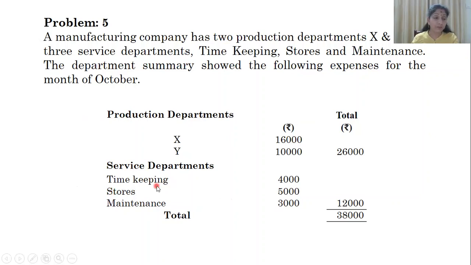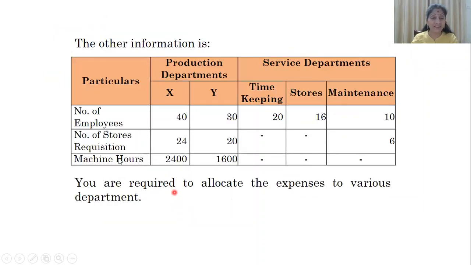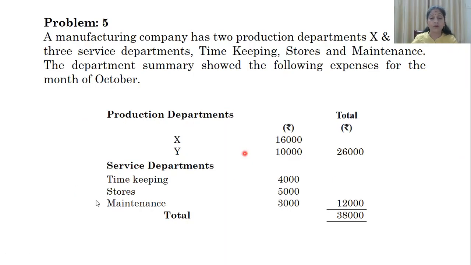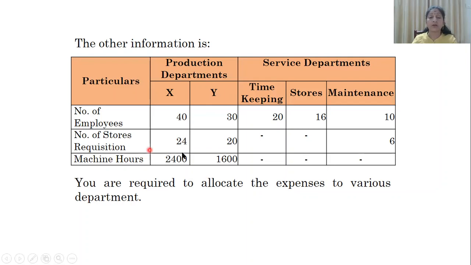Then first, timekeeping. The first department we have to take up, allocating the expenses on the basis of number of employees. We have to allocate timekeeping on the basis of number of employees in the ratio 40, 30, 10, 16, 10. Next, number of stores requisitions, this is the second base. We have to use it for stores: stores on the basis of number of stores requisitions, for X 24 is to 20 is to 6.